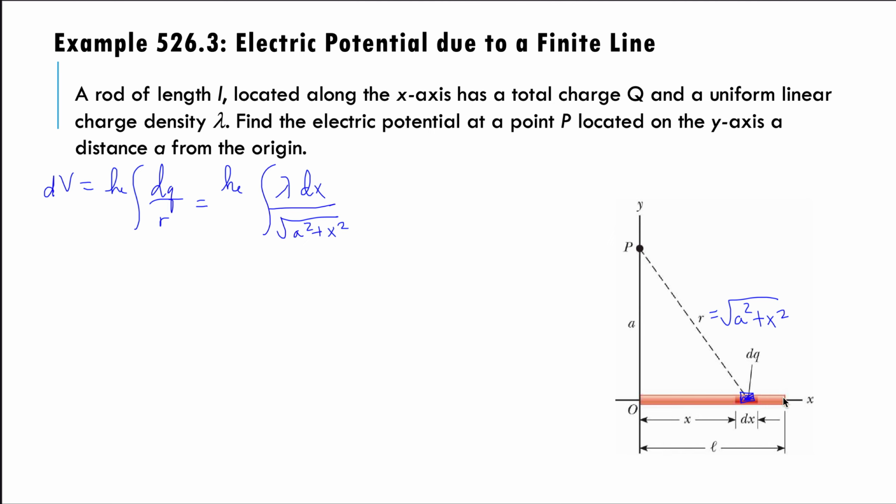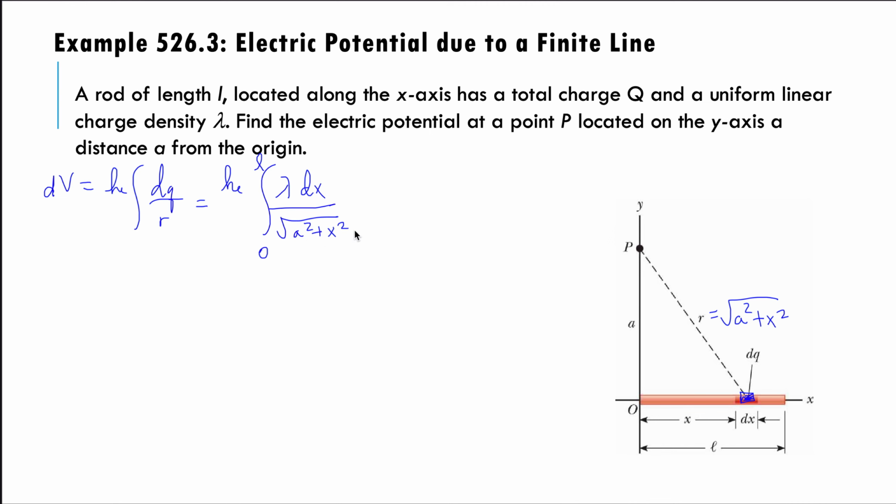As we're looking at the potential due to every single point, the r is only changing because the x is changing. So by writing it in terms of a and x, we can now integrate along the x direction to get the contribution of all of the dq's. That means we're going to integrate from 0 to L, the length of the rod.